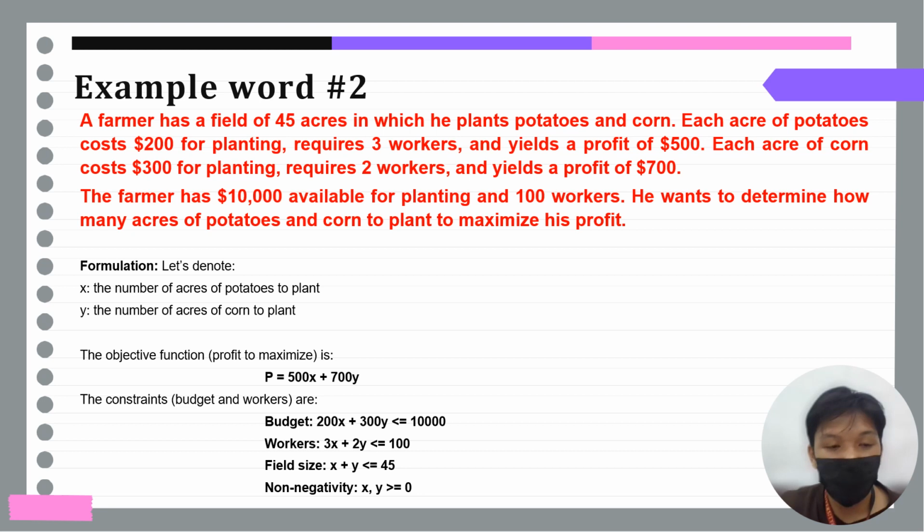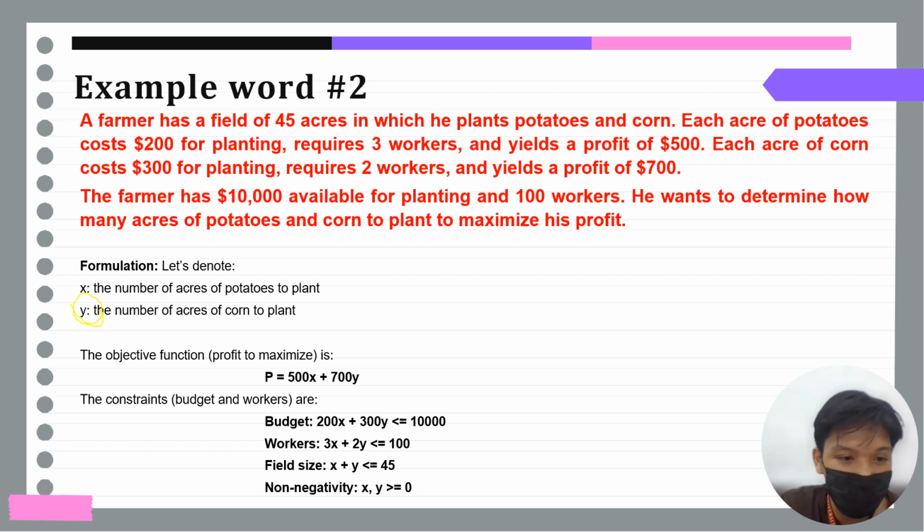We need to formulate, or denote, the data first. X will be the number of acres of potatoes to plant, while Y will be the number of acres of corn to plant, and the objective function will be P equal to 500x plus 700y.